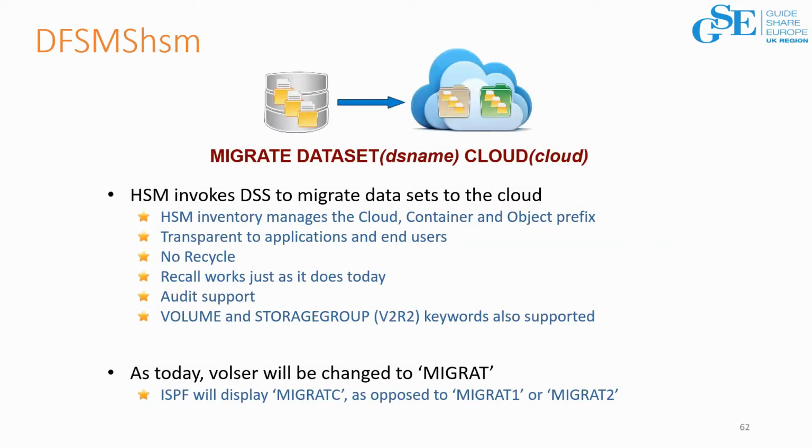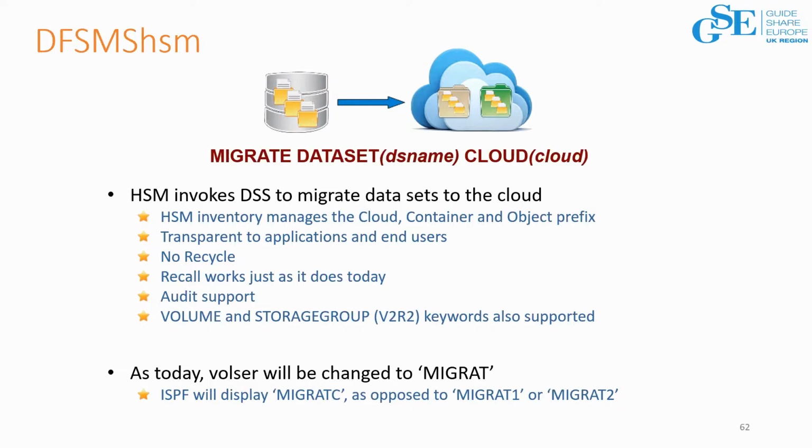In addition to configuring automatic migration to send data to the cloud, you can also migrate to the cloud using a migrate dataset command. For the cloud parameter, you would specify the cloud name that you use when you define that cloud network connection. And HSM will invoke DSS to migrate the dataset to the cloud, and HSM will keep inventory to manage the cloud container and object prefix. This is transparent to applications and end users. There's no need to recycle. Recall works just as it does today. There is audit support for this, and volume and storage group keywords are also supported.